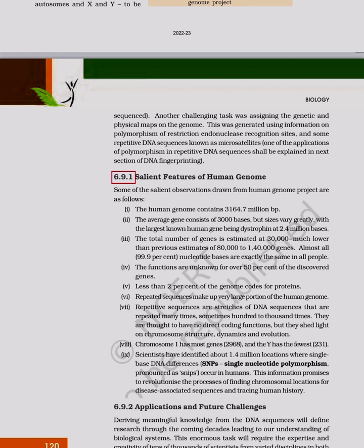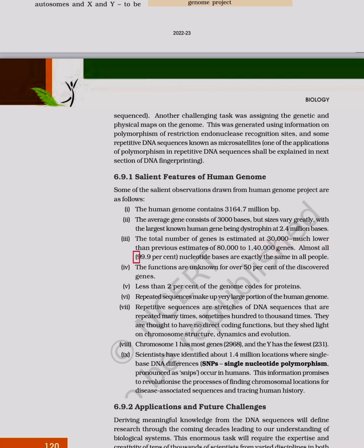6.9.1 Salient features of the human genome. Some of the salient observations drawn from the Human Genome Project are as follows. 1. The human genome contains 3164.7 million bp. 2. The average gene consists of 3000 bases, but sizes vary greatly, with the largest known human gene being dystrophin at 2.4 million bases. 3. The total number of genes is estimated at 30,000, much lower than previous estimates of 80,000 to 140,000 genes.